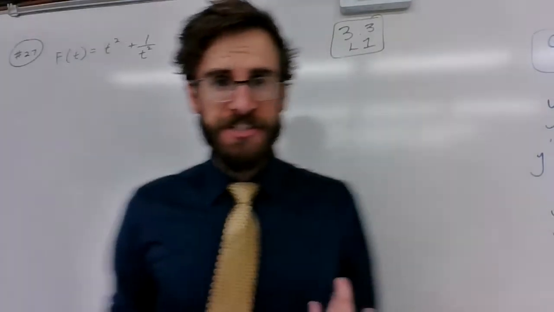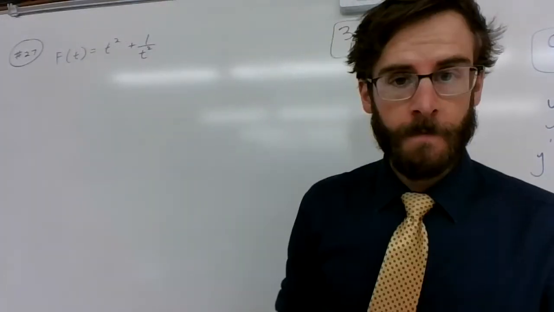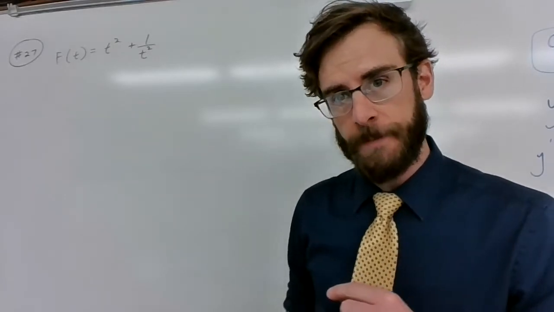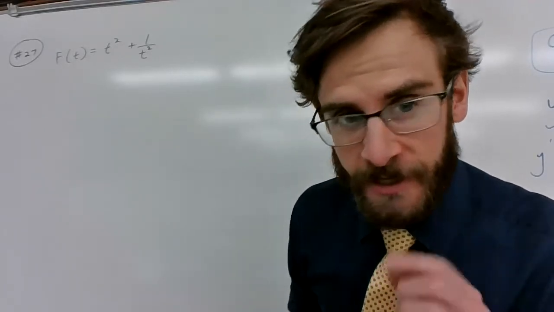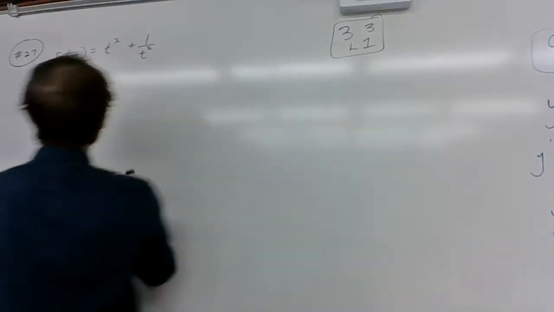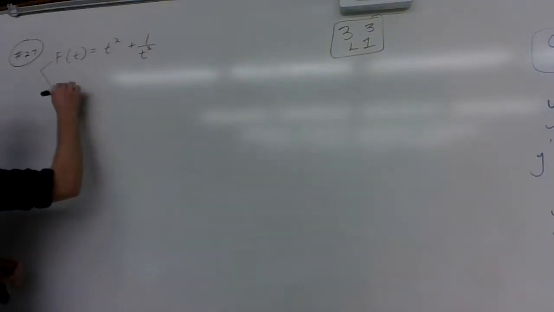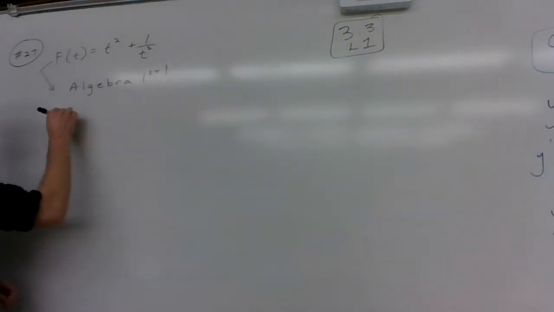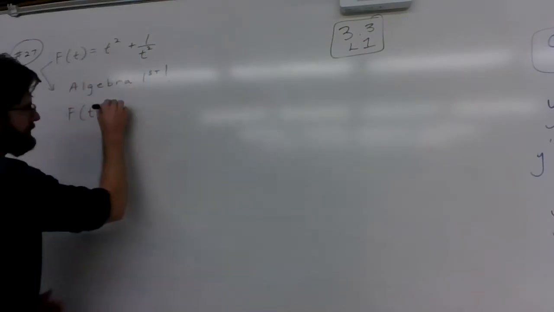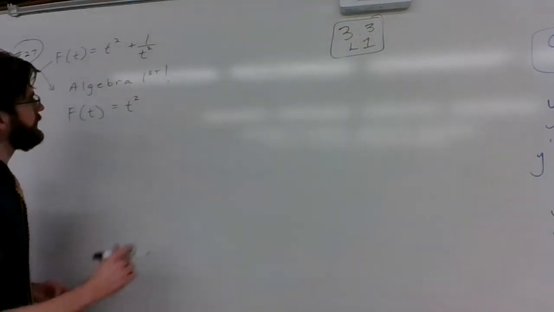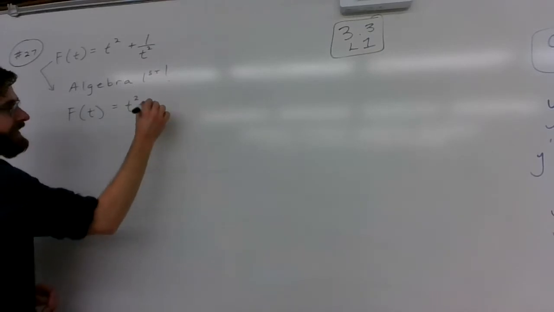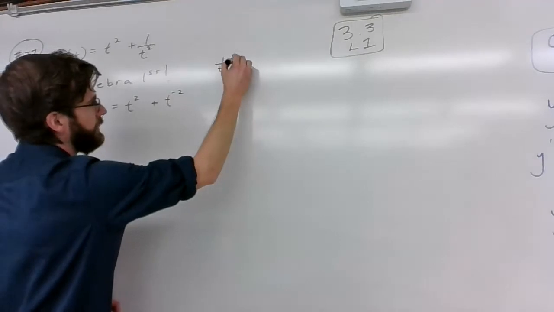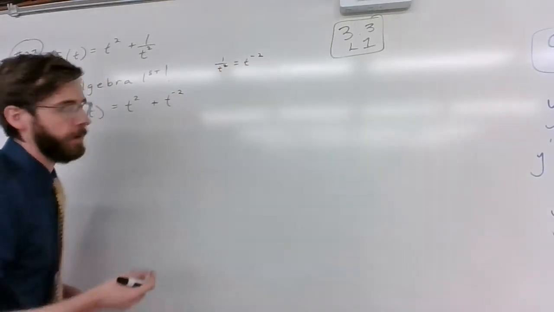Now, the first time students see this example, they try to use product rule on 1 divided by t squared. But I'm going to let you in on a little secret. You don't have to. Algebra first. Now, I can't do anything with t squared. It's about as simple as can be. But 1 over t squared is the same as t to the negative 2. 1 over t squared equals t to the negative 2 power.